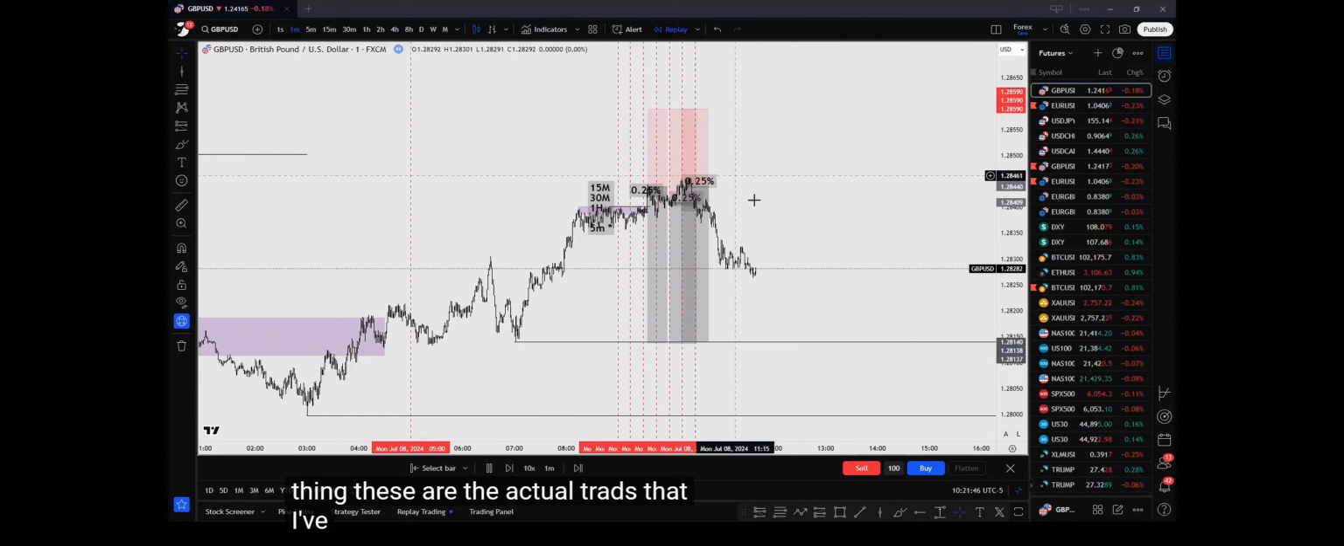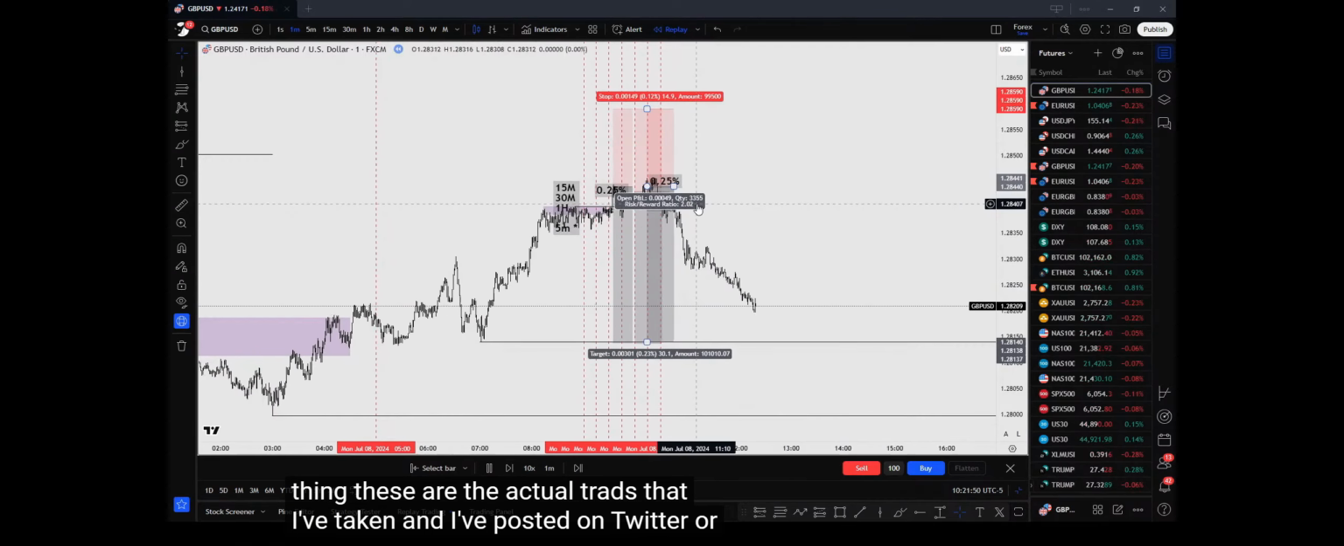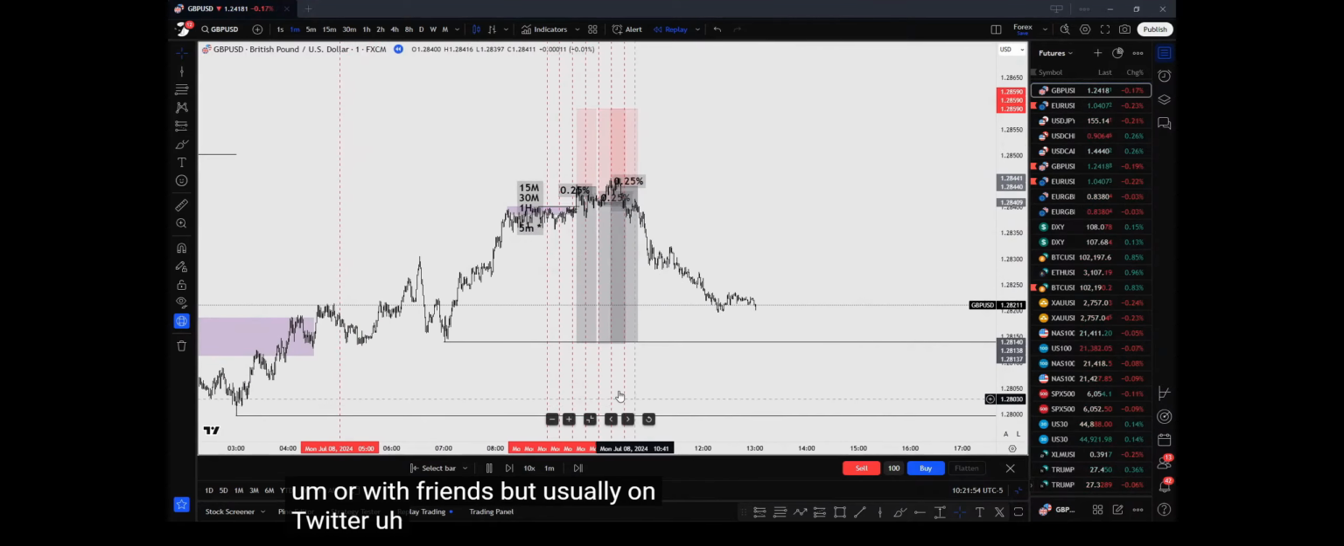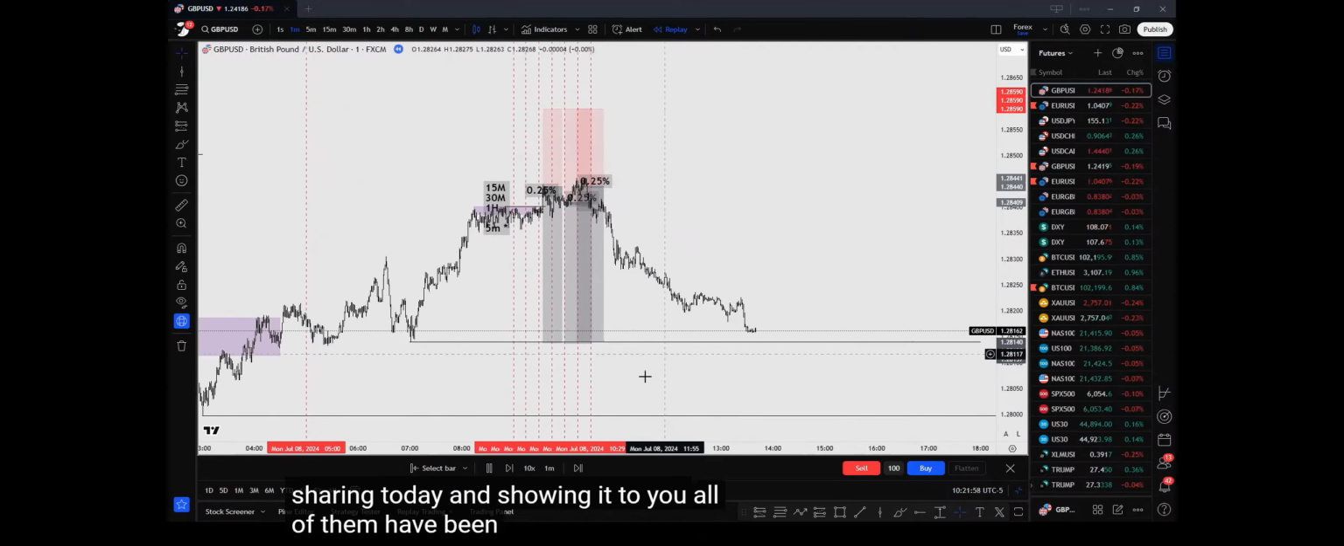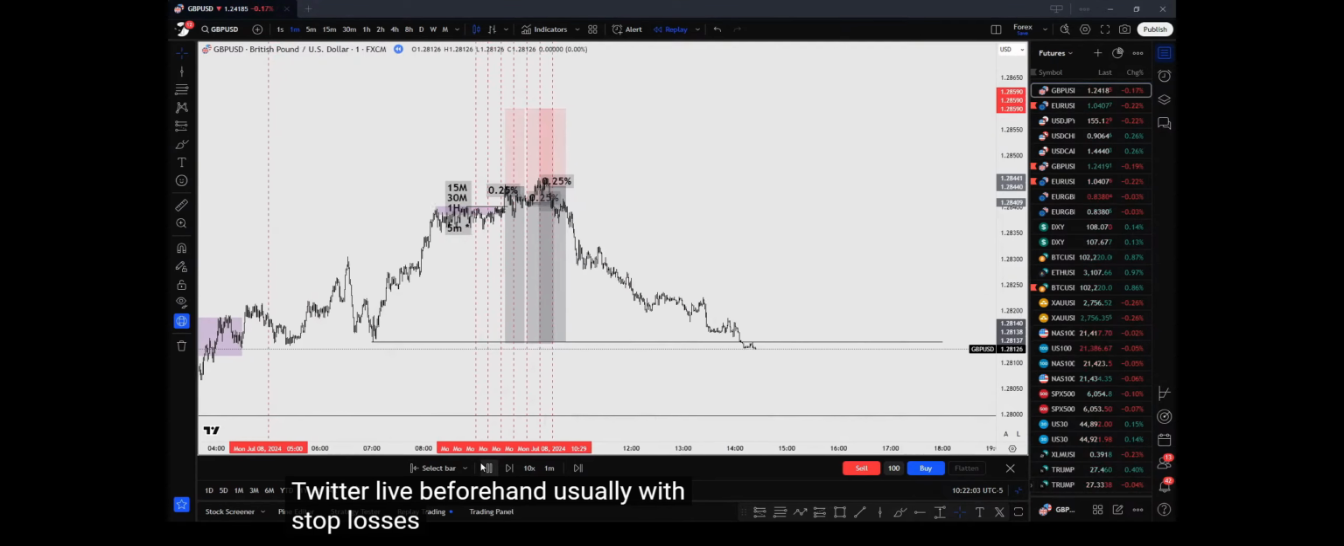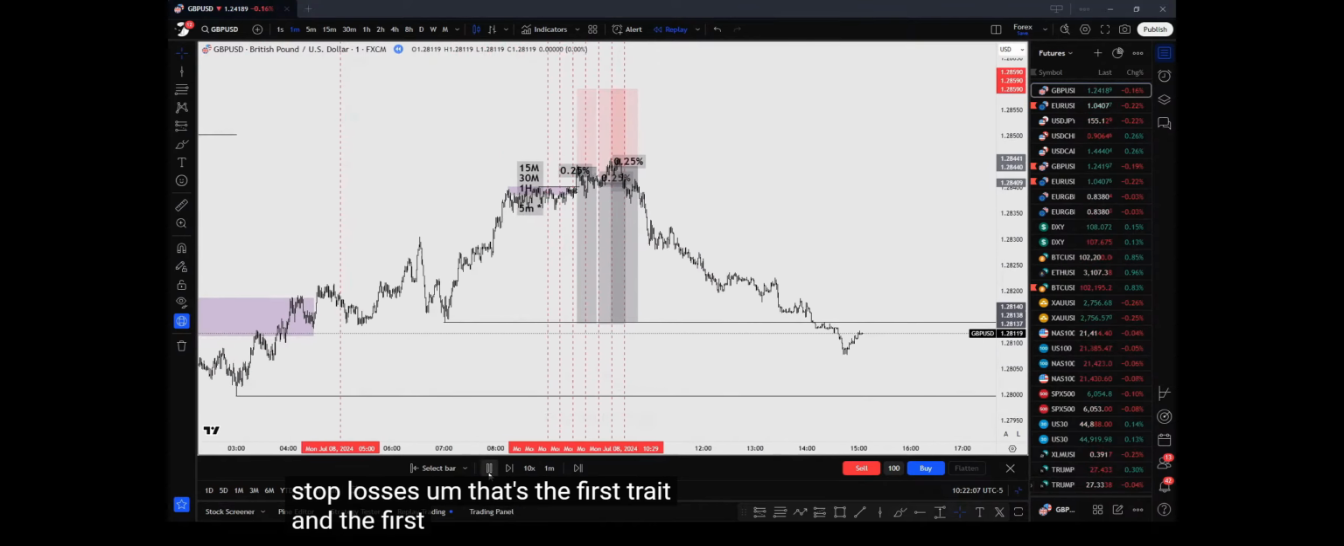These are the actual trades that I've taken and I've posted on Twitter or with friends, but usually on Twitter. All of these trades that I'm sharing today and showing it to you, all of them have been shared before on Twitter, live, beforehand, usually with stop losses. That's the first trade and the first example.